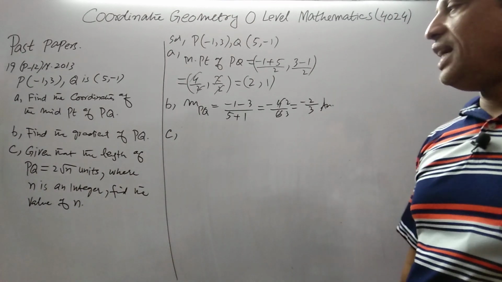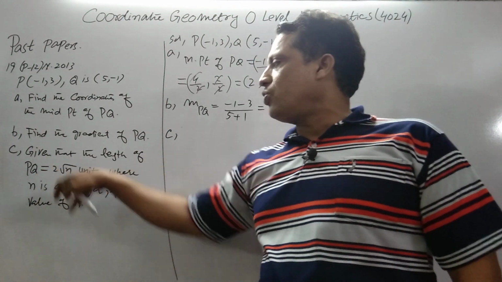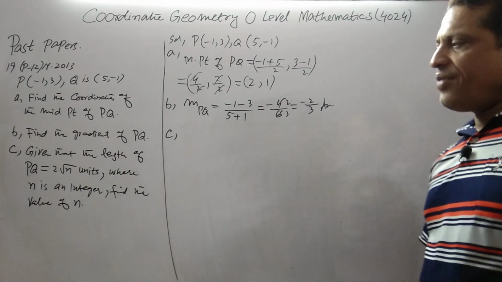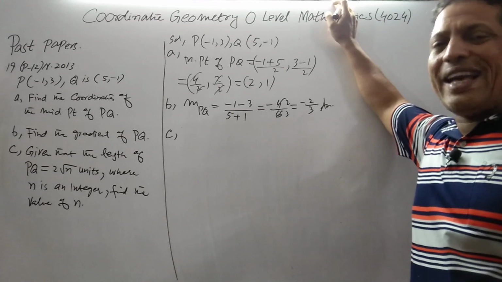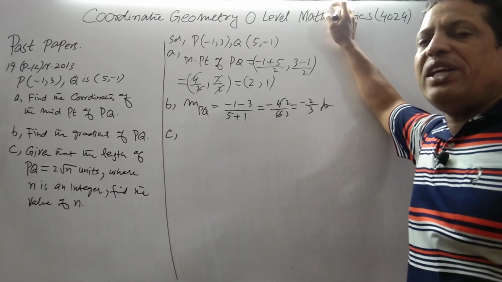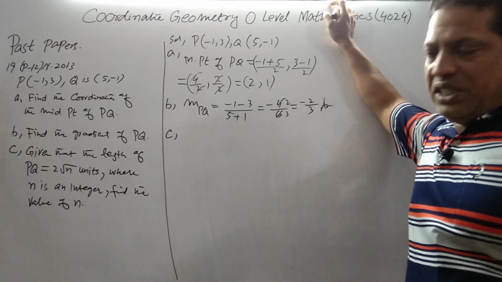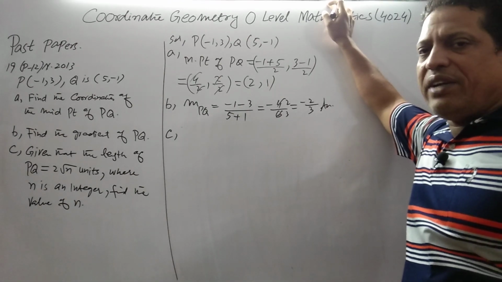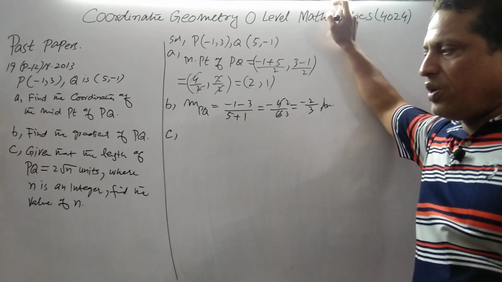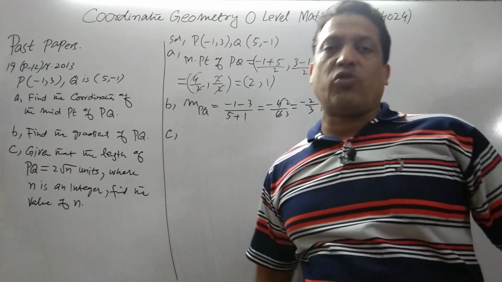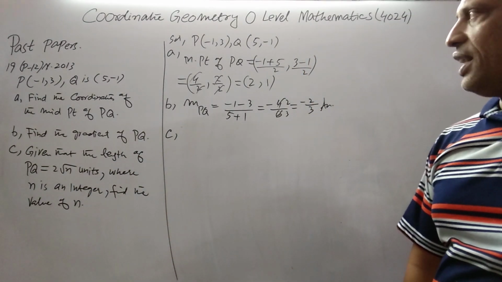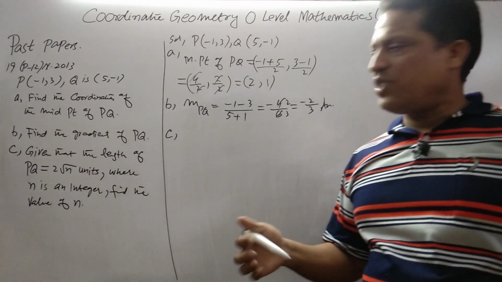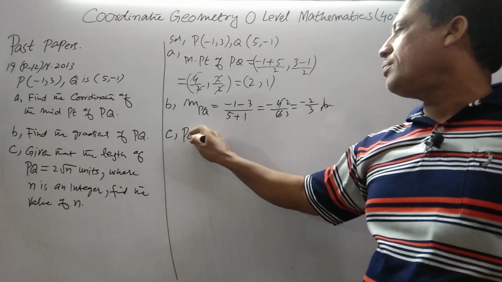Come to part C. Part C is, given that the length of PQ is 2 root n, where n is an integer. Integer means any number which cannot be expressed in the form of a fraction or decimal, just a whole number, negative or positive. But n should be positive because n is under the square root. So first we have to find the length of PQ. How to find the length of PQ? By using the distance formula.